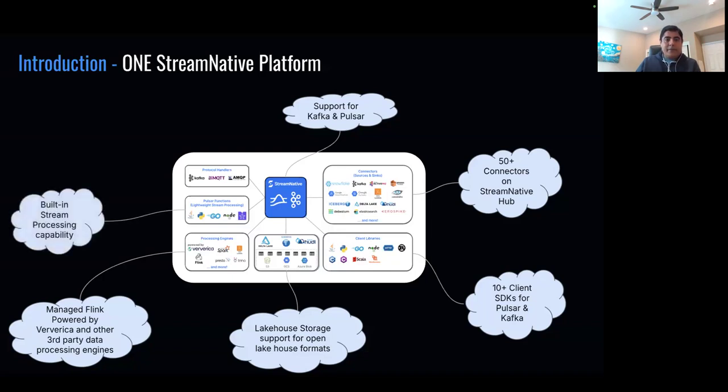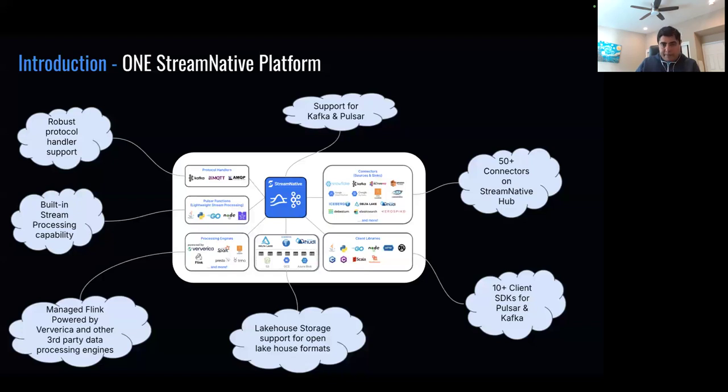We also have Pulsar Functions, which are a lightweight way to process your data using your own business logic written in different language runtimes like Java, Python, and more. So that's built in within StreamNative Cloud. And then our support for different types of protocols, including Kafka, which gives us the ability to be Kafka compatible as well. So that's a quick summary of our core platform, right?